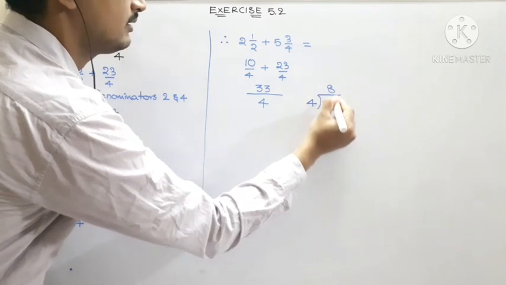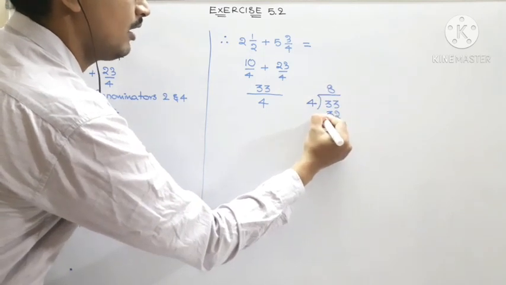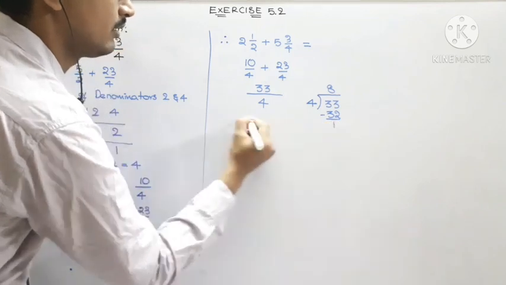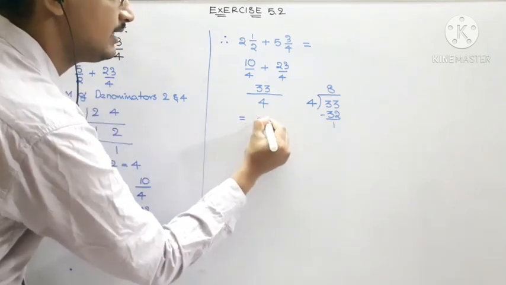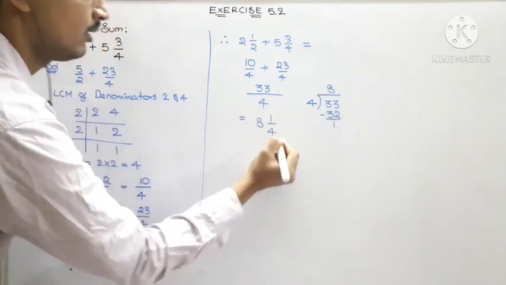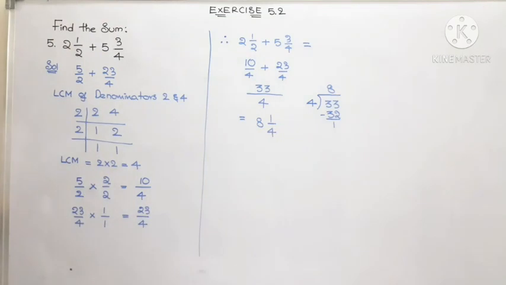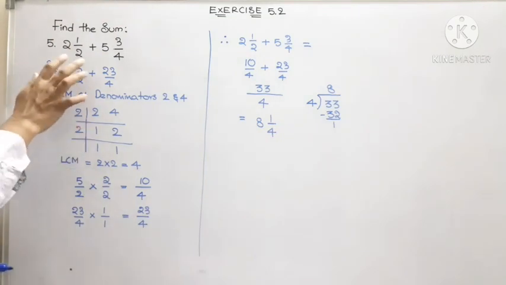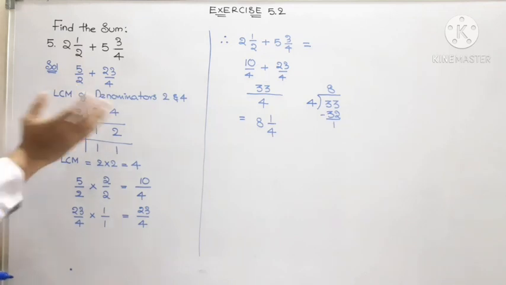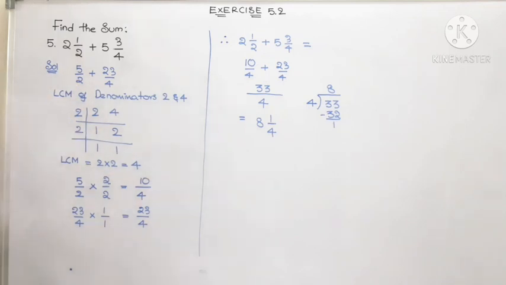4 eights are 32. Upon subtraction you will get 1. So the answer is going to be 8 1 by 4. The procedure is the same, children. If you see a mixed fraction, you will convert it and then do the same as we did. Now I am going to the 7th one. So the 6th one is going to be your homework.